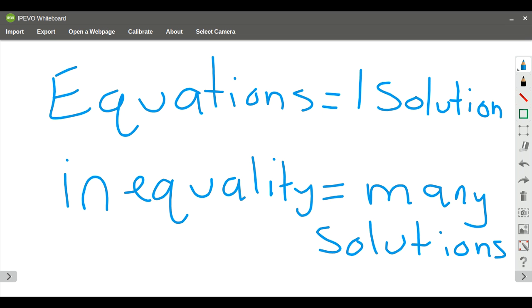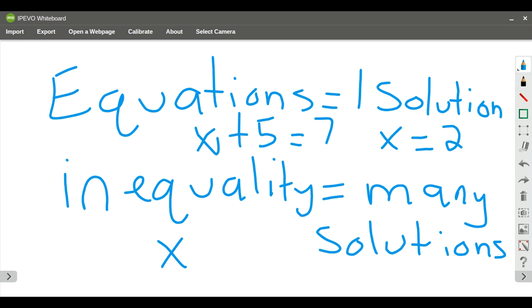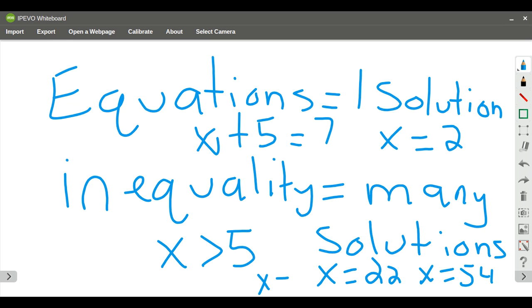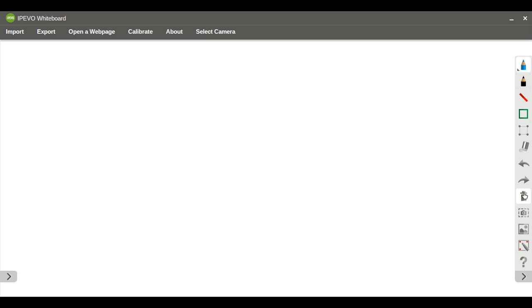So if I have x added to 5 equals 7, x can only be 2 to make that equation true. But if I have x is greater than 5, x could be 22, x could be 54, x could be, not 5, x could be 6. So I can have many solutions for my variable in an inequality, whereas in an equation, I can only have one solution.